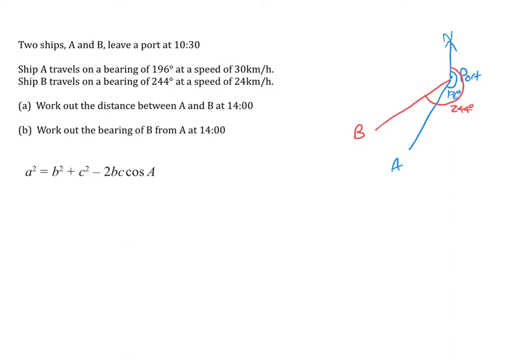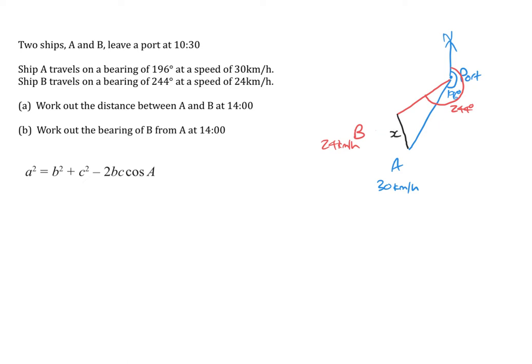And the ships travel at different speeds, so ship A will be travelling at 30 kilometers per hour, and ship B is at 24 kilometers per hour, so clearly ship A is going to travel a little bit further, so I'm going to cut this line a little bit and make it clear that it's a shorter distance. And the question asked initially for us to find the distance between A and B at 2 o'clock, so that's this distance here. I'm going to call that distance x.